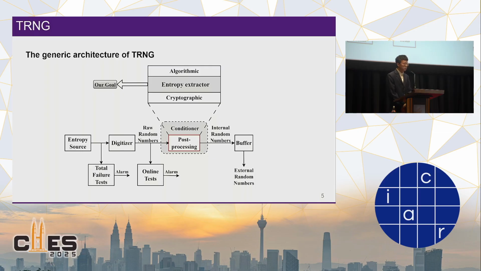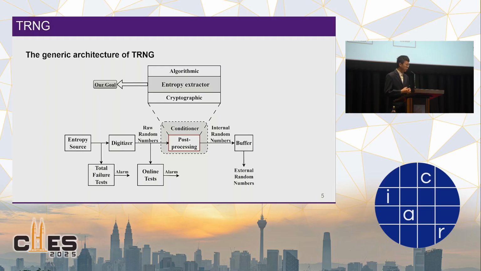The digital noise source generates raw random numbers, but with some statistical defects. Most existing entropy sources cannot generate ideal random bits without post-processing. Post-processing is a function that extracts randomness from raw random numbers and improves the entropy density. There are 3 types of post-processing. First, we have algorithmic post-processing, which is very simple and easy to implement, but has many limitations.